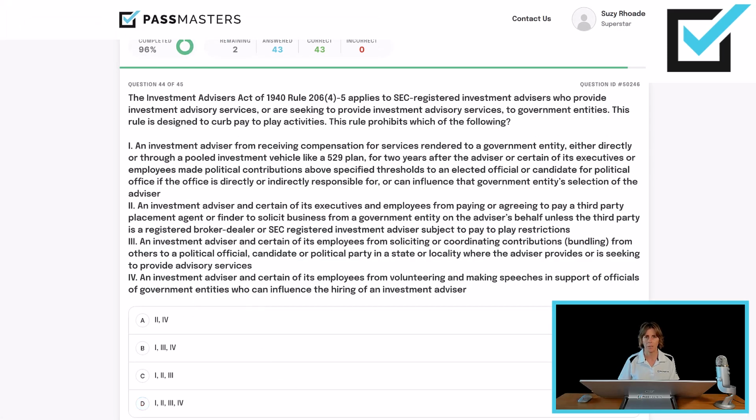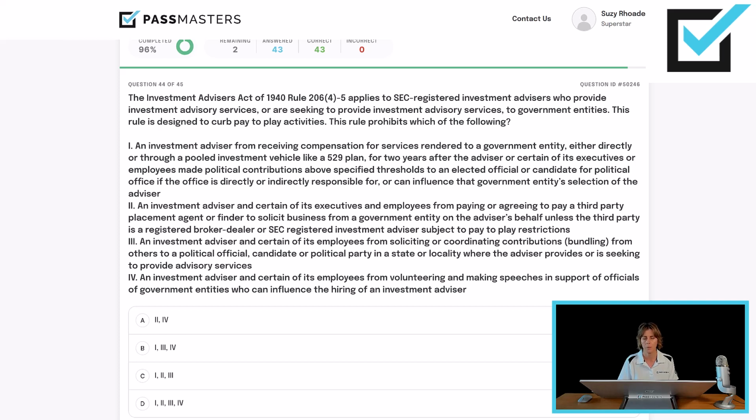This is very much like a law question, long and wordy. The whole test isn't like this, but these law exams do like long questions. The Investment Advisers Act of 1940, Rule 206(4)-5, applies to SEC-registered investment advisors who provide investment advisory services or are seeking to provide investment advisory services to government entities. This rule is designed to curb pay-to-play activities.